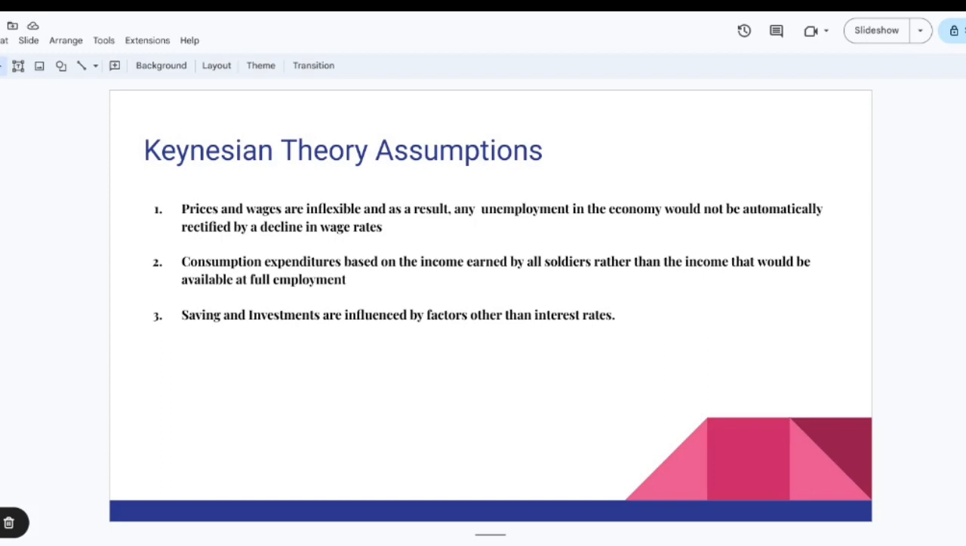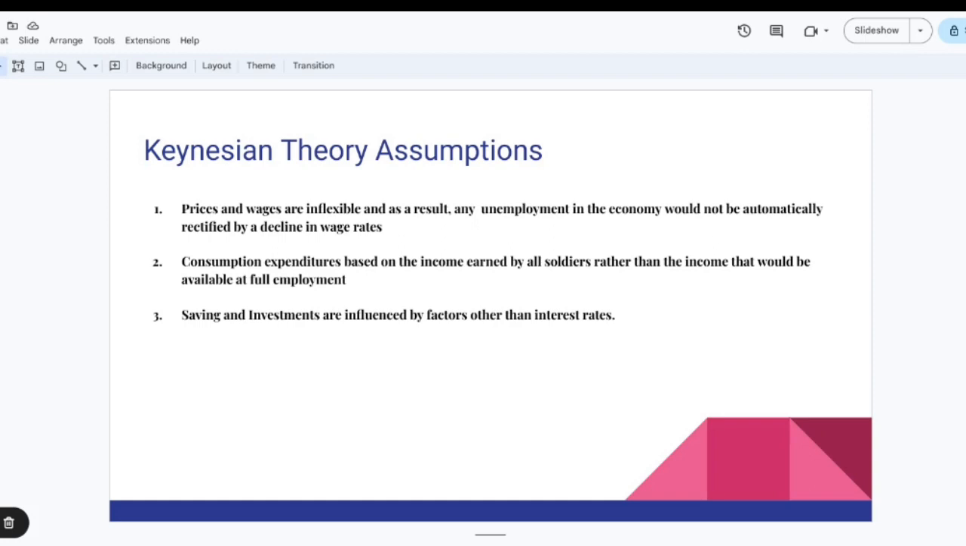Now, he says that prices and wages are inflexible. So, if you have not yet seen the video where we spoke about the classical model, you can go ahead and watch that first before watching this. Basically, the Keynesian is going against everything that the classical economists assumed. So instead of saying that prices and wages are flexible, they're saying that they are inflexible. And because of that, unemployment in the economy would not automatically rectify by a fall in the wage rates.